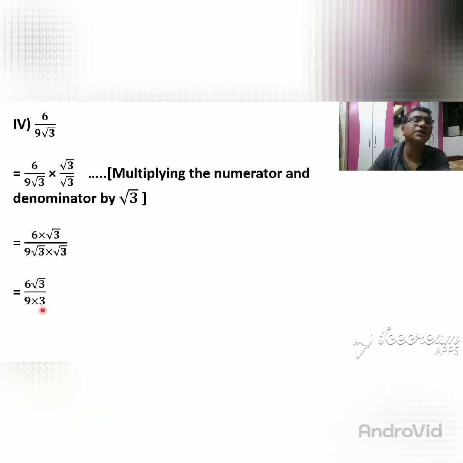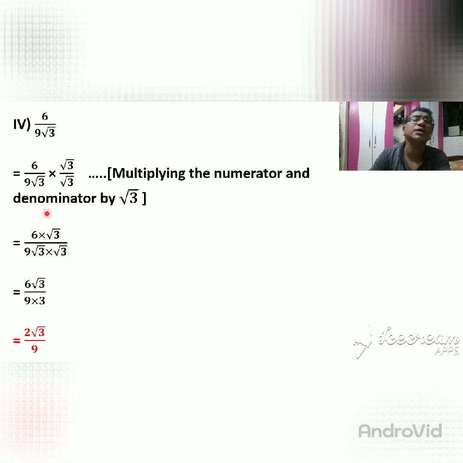And how can you get this 3? Root 3 into root 3. So root 3 into root 3, what you get? 3. So here is 9 into 3 and numerator is 6 root 3. So 9 3s are what you get? 27. Okay, but here they are divided. 3 1s are 3, 3 2s are 6. 3 1s are 3, same meaning, there is no change. So here is 2 root 3. So here you get 2 root 3. This 3 is divided into 6. So what remains? 9. So you are getting answer 2 root 3 divided by 9.